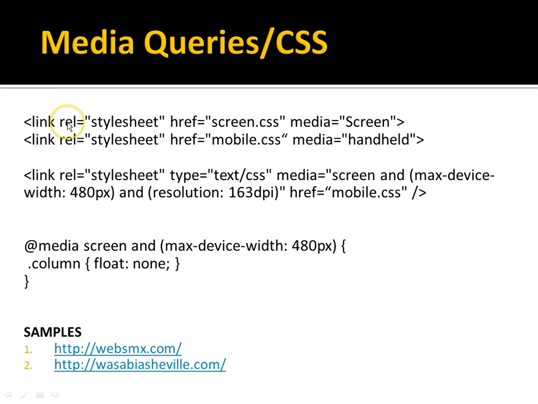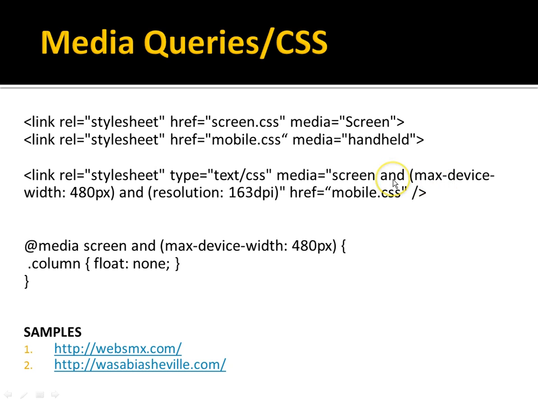Now, media queries allow us to change our CSS depending on what type of screen we're on. So the first ones that I have here are very simple. They say, let's have a style sheet. It'll be a screen style sheet that'll work on screen. The mobile one will work on a handheld device. Here it's a little bit more complex, where we have screen and max device width of 480 pixels and the resolution of 163 dpi. That will send us to the mobile CSS file.